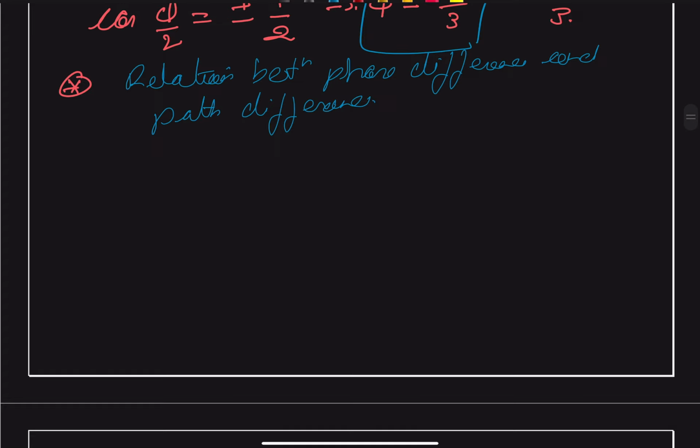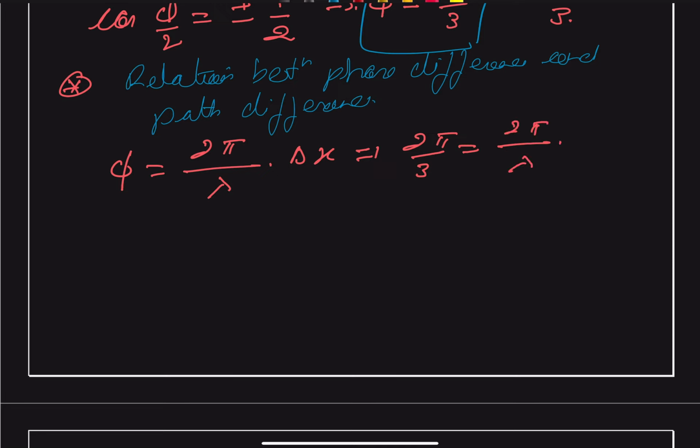And that is phi is equal to 2 pi by lambda multiplied by delta x, and we substitute the value of phi. This gives us 2 pi by 3 is equal to 2 pi by lambda multiplied by delta x, and 2 pi goes away. So from here we get our delta x is equal to lambda by 3.